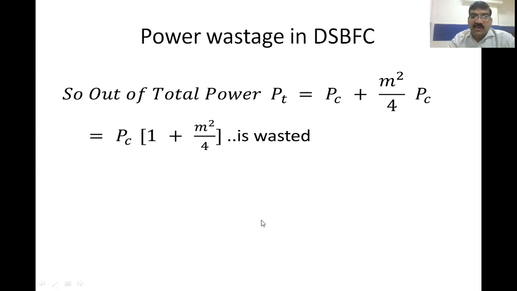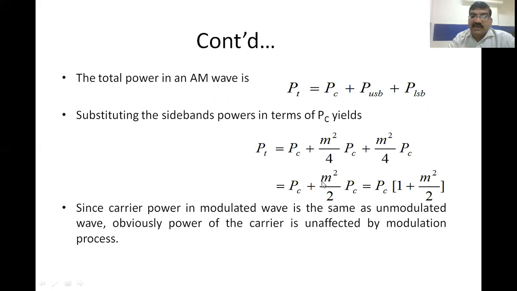Just be attentive. Here, this is the total power, PT, which is PC plus m square by 4 into PC plus m square by 4 into PC. What is the basic formula? The total power is the carrier power plus upper sideband power plus lower sideband power. So this is the carrier power, this is the lower sideband power, and this is the upper sideband power.